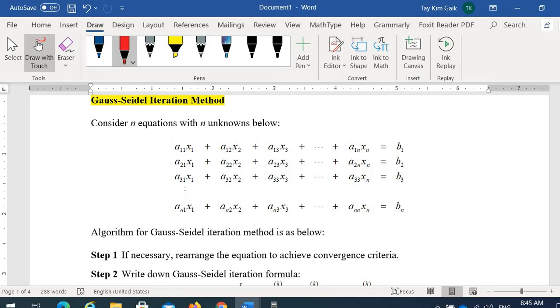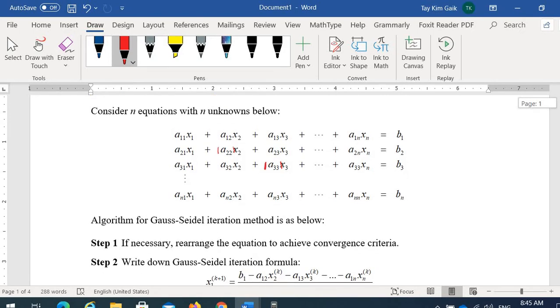And then the modulus of a22 must be greater than the summation of modulus a21 plus a23 until a2n. Later on, the modulus of a33 must be greater than modulus a31 plus a32 until a3n, and so on. The modulus of ann must be greater than the summation of modulus an1, an2, an3, up to an, n minus 1. If not, you have to swap the rows to make sure you achieve the convergence criteria before you can apply the Gauss-Seidel iterative method.